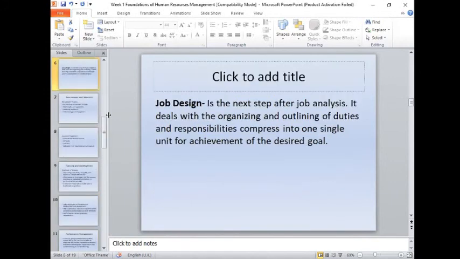And the job design comes after you do the job analysis. It is about organizing and outlining the duties and responsibilities, compressing all those data into a single unit of achievement in order to reach the desired goal. Okay, so the job design is about the creation of the job vacancies that we promote or market by means of recruitment.